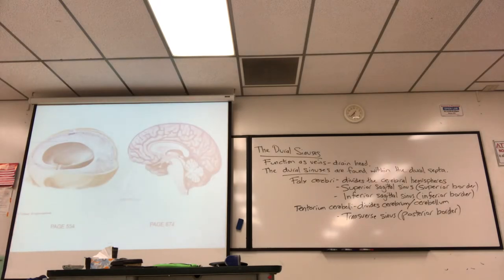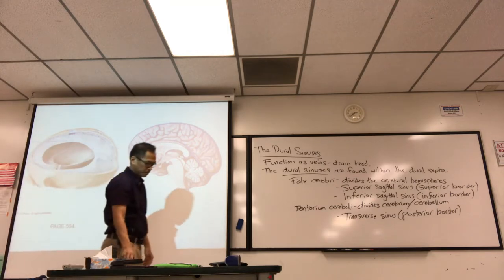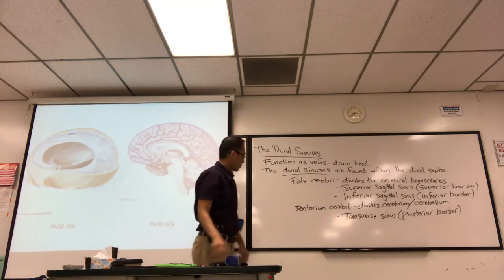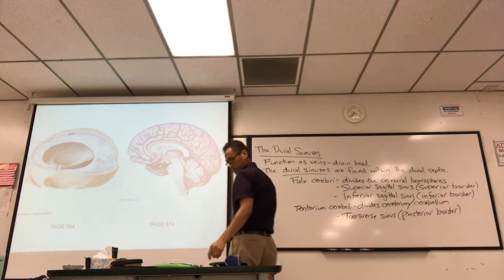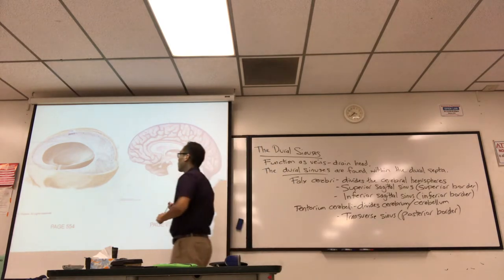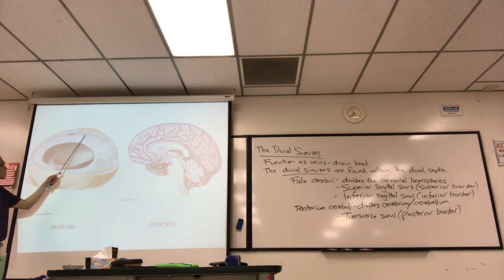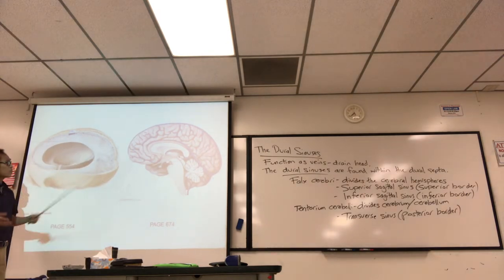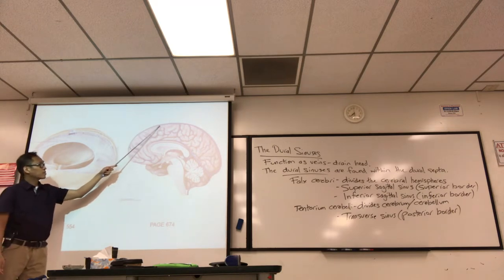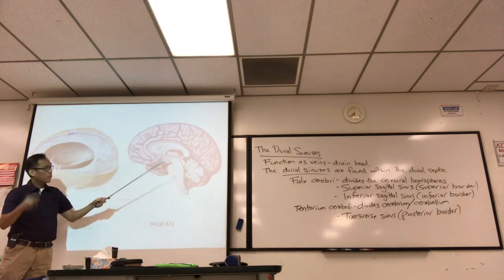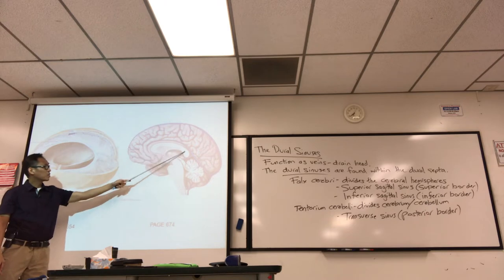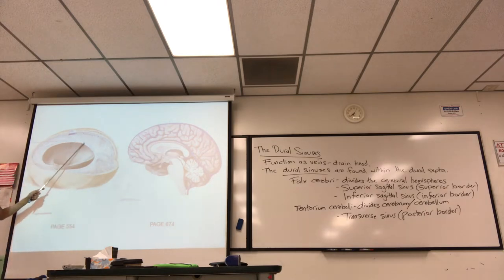Okay, so I have other pictures here. You can also study them in these pictures that show the dural sinuses on the brain. So let's start to learn the anatomy here. In both pictures you have superior sagittal sinus, so therefore, what's this one? Superior sagittal sinus. So you have a much smaller inferior sagittal sinus here and here.